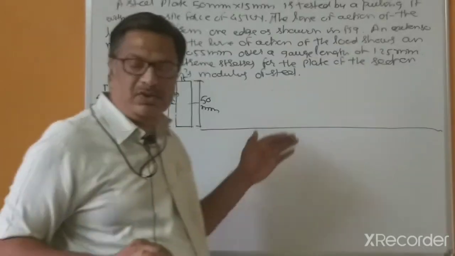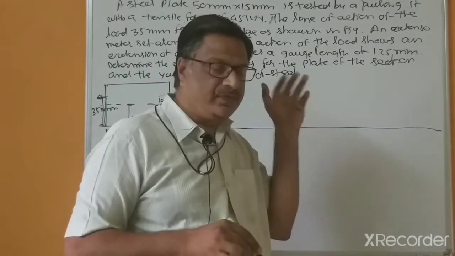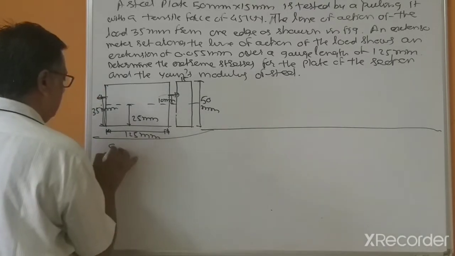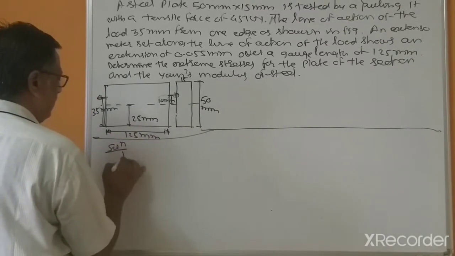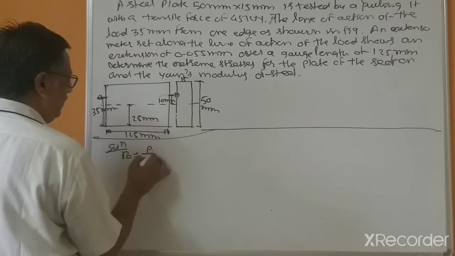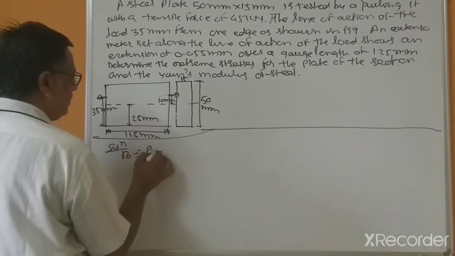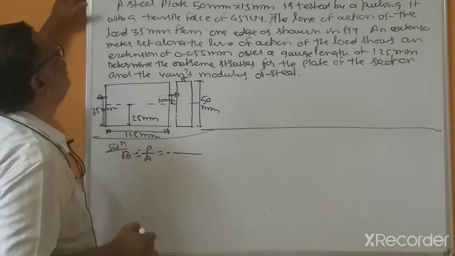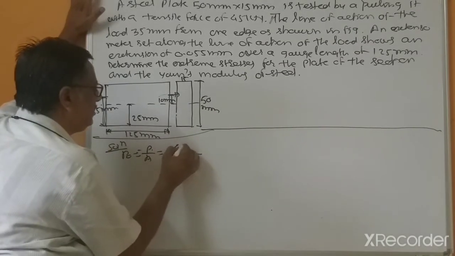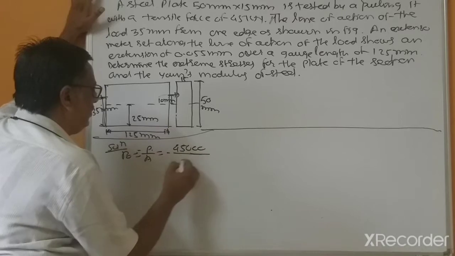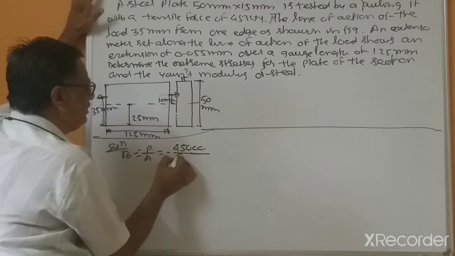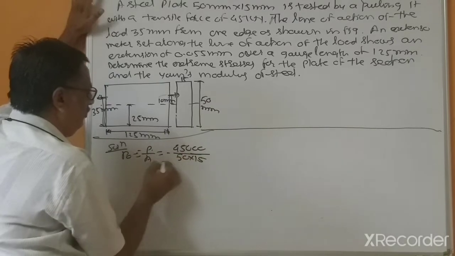So direct stress is induced. Solution: direct stress equals P divided by A, and this is tensile. P equals 45 kilonewtons, this is 45,000. Area equals 15 times 50, because this is the cross section.